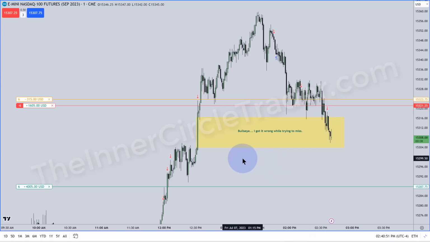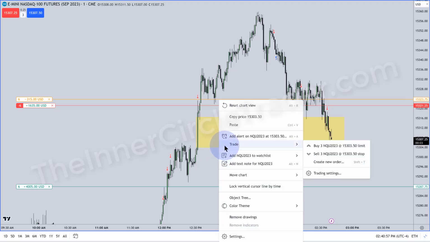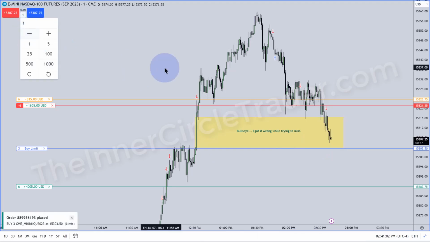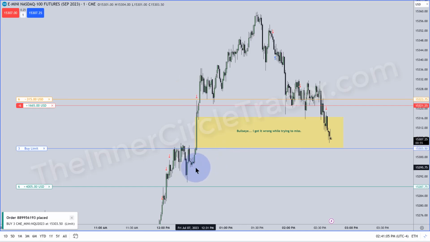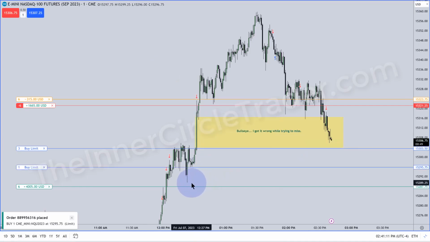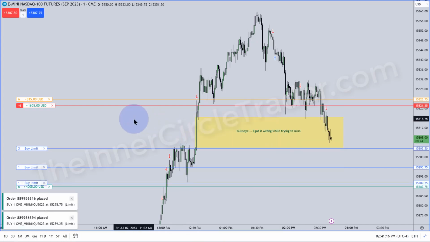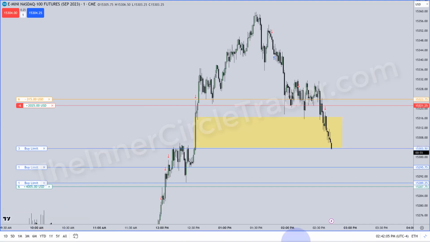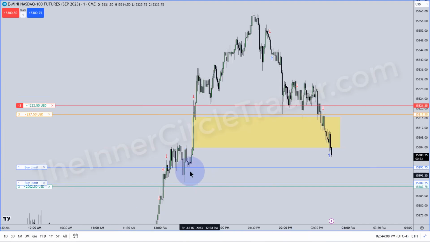So we'll take 3 off here. I'll take 1 off right under here. And 1 just underneath there. And the final will be the target here. First partial taken, right underneath this low, then this low, and then that small little gap right there.